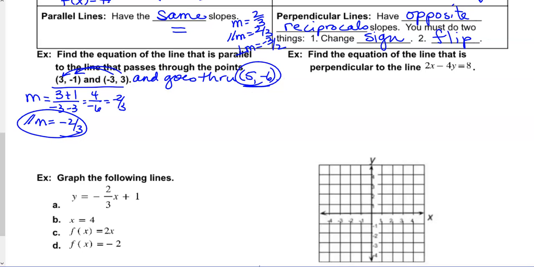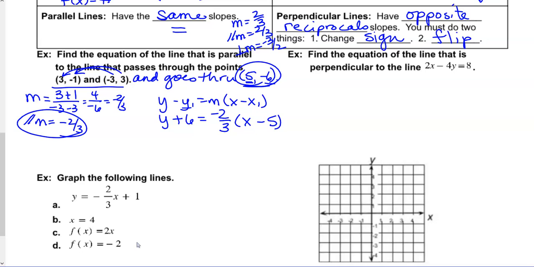Start with your point-slope form: y minus y1 equals m times x minus x1. Plug those numbers in and solve in terms of x and y. So y1 is this guy over here, so I get y minus a -6. A double negative again becomes a +6. The slope we found was -2/3. And we have x minus the x value, which is 5.